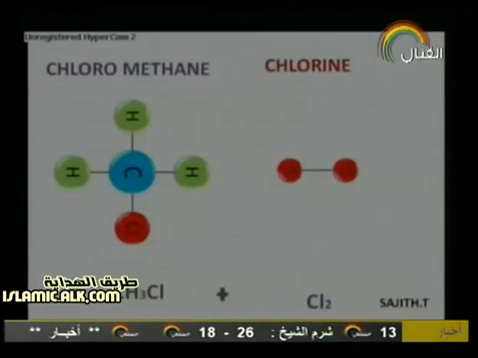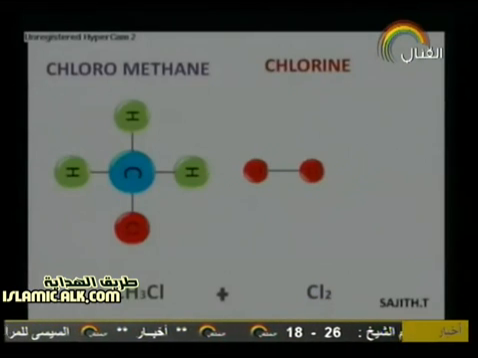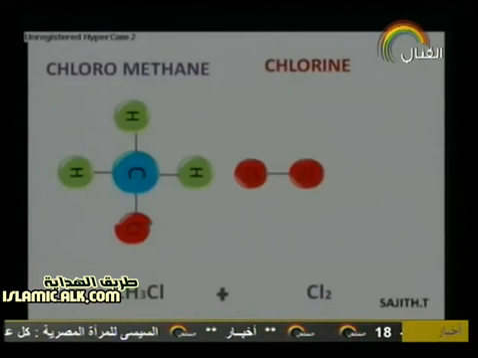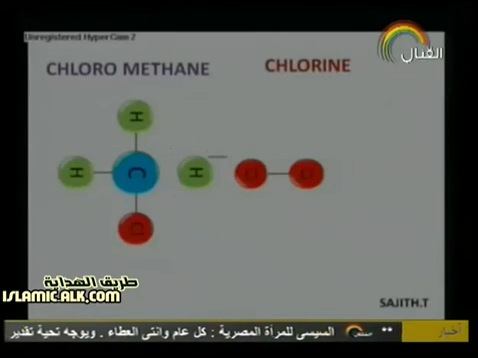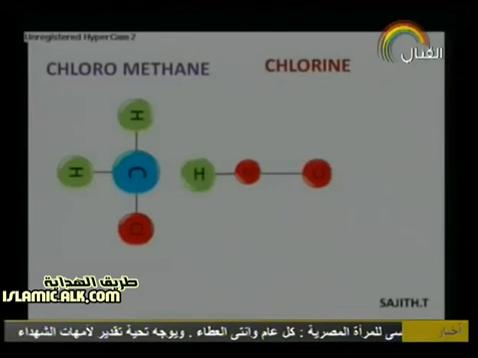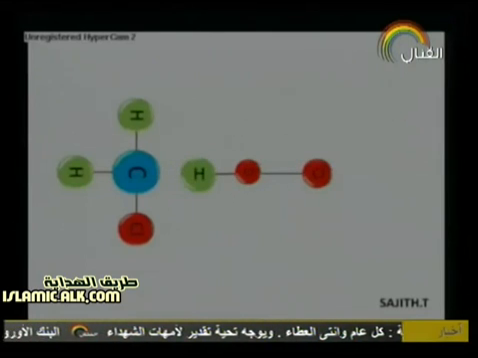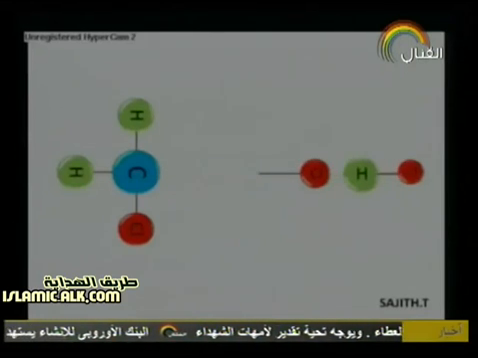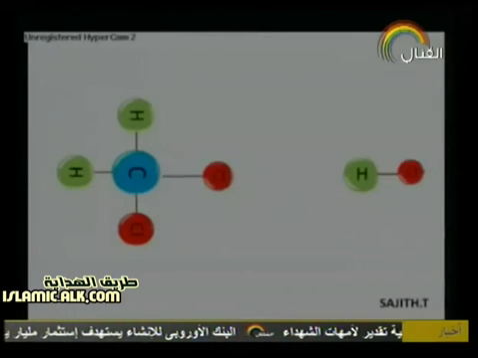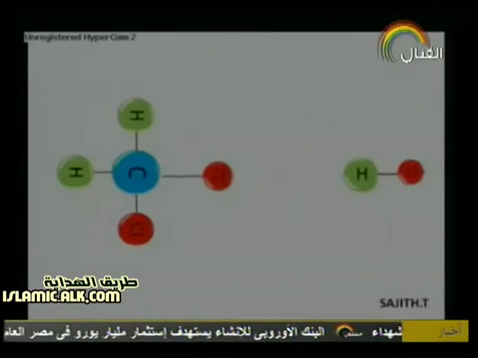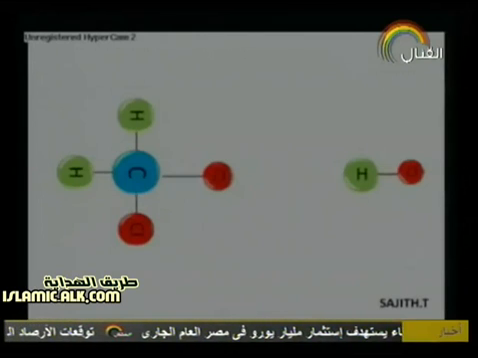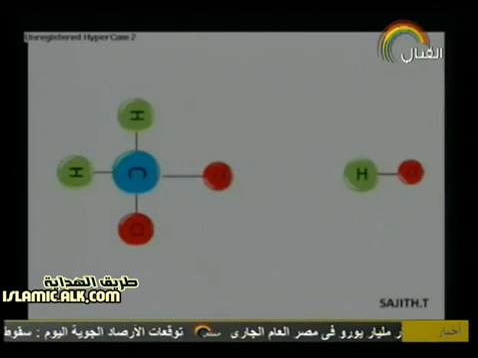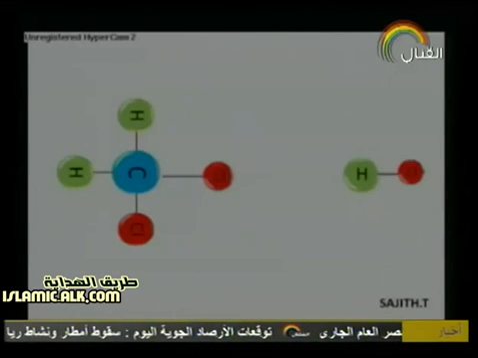Here, my dear students, the CH3Cl reacts with another molecule of chlorine. Here, the hydrogen atom is also replaced by a chlorine atom, and so it forms CH2Cl2, and another molecule of HCl will be produced. And the reaction will continue, as the hydrogen atoms will all be replaced by chlorine atoms.